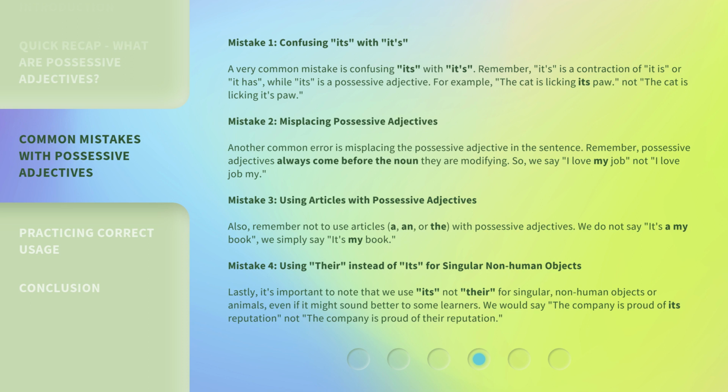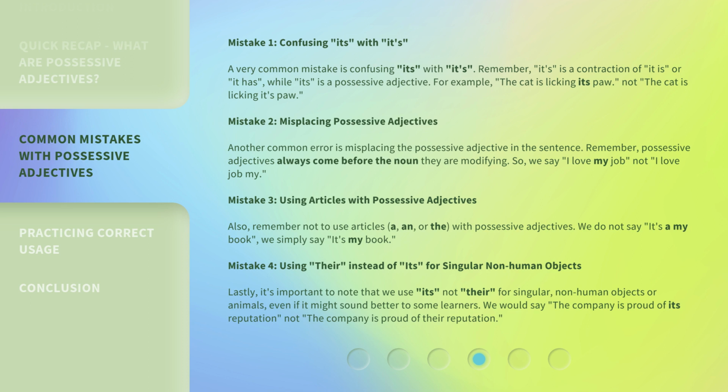Mistake 2. Misplacing possessive adjectives. Another common error is misplacing the possessive adjective in the sentence. Remember, possessive adjectives always come before the noun they are modifying. So, we say, I love my job, not I love job my.